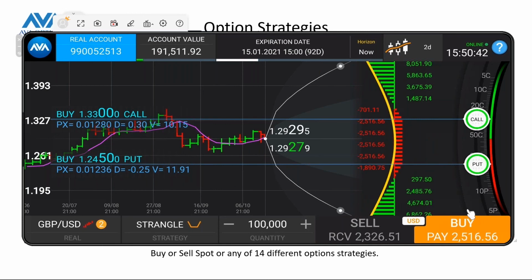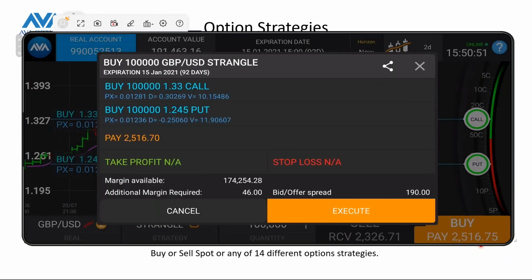Let's do this since we're running out of time and I haven't shown you yet how to trade. Let's click buy again. When I click buy again, I get this confirmation window saying, if you click execute, you're going to be buying 100,000 of this Strangle. You're buying a 133 call. You're buying a 124.50 put. You're paying $2,500 because this is a dollar account. This is how much margin you're going to need. Now, I have other positions in this account. That's why margin is coming into play.